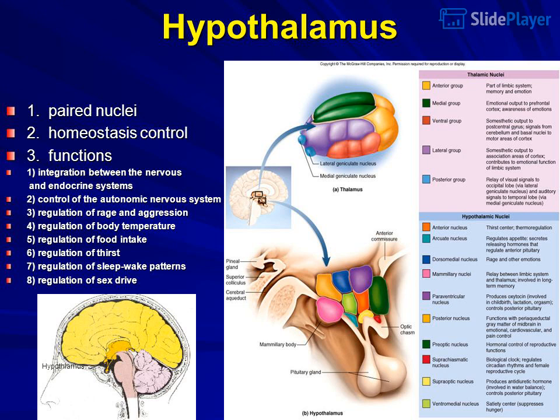Hypothalamus. 1. Paired nuclei. 2. Homeostasis control. 3. Functions. 1. Integration between the nervous and endocrine systems. 2. Control of the autonomic nervous system. 3. Regulation of rage and aggression. 4. Regulation of body temperature.